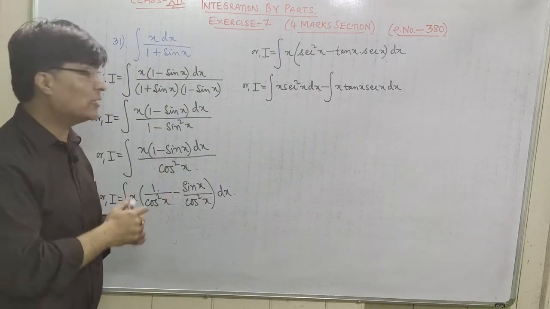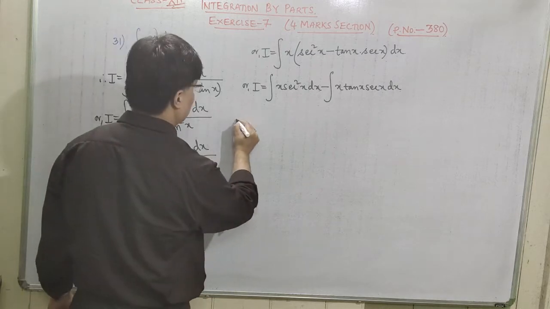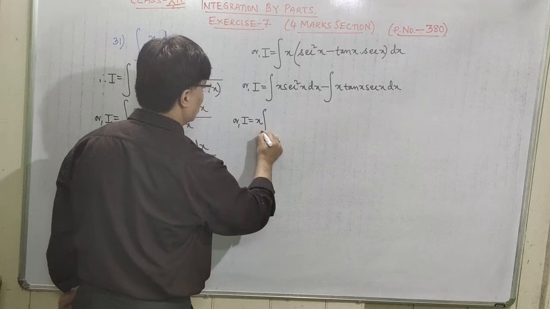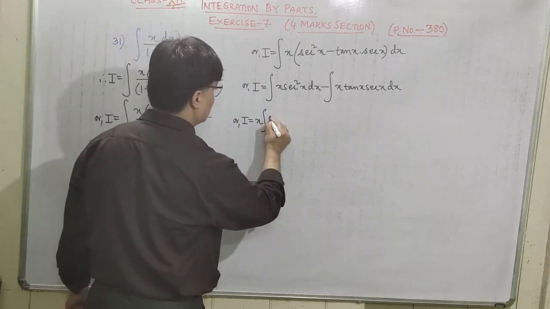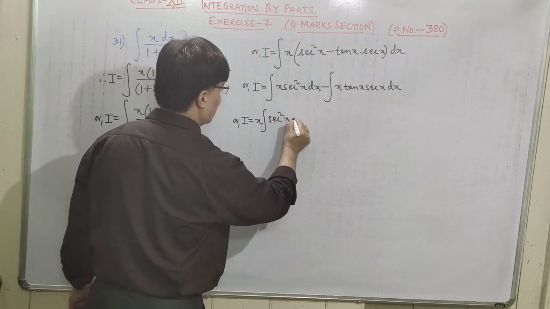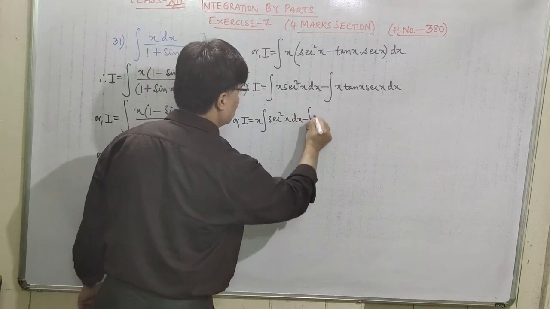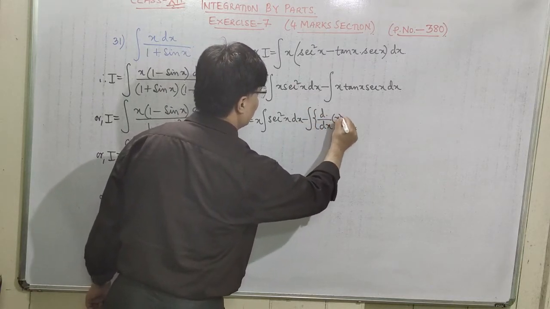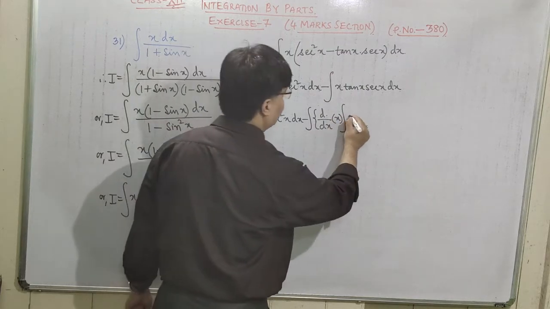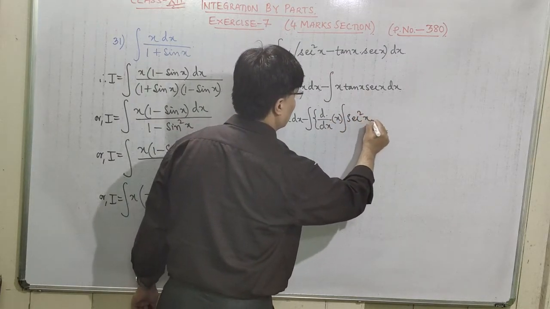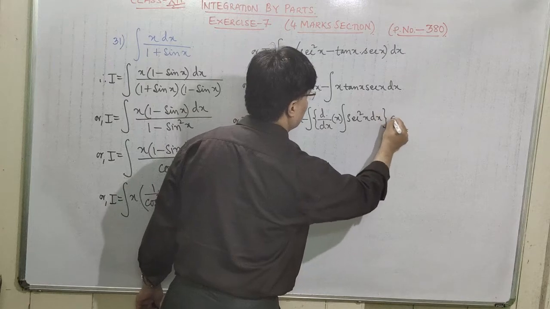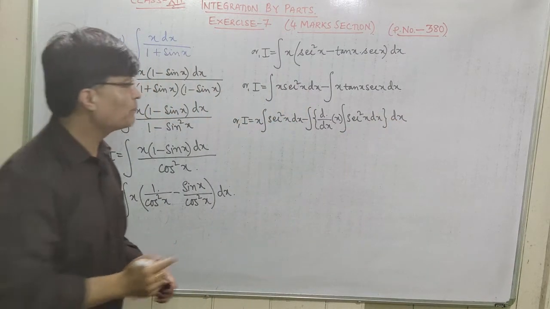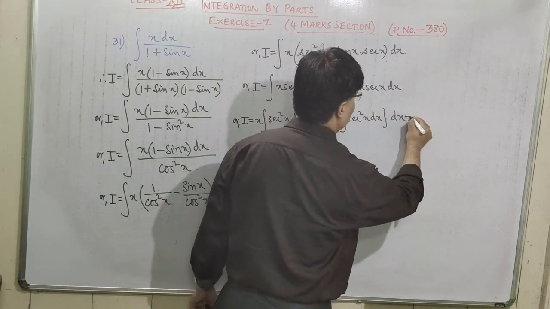Understood? So now let us use integration by parts here. I is equal to, this is x comes in the front because x is the first function, integration of sec square x dx, minus integration of second bracket, this is dy dx of x, integration of, this is your sec square x dx, second bracket closed, dx. Is that clear to all of you? Next, minus sign is there.